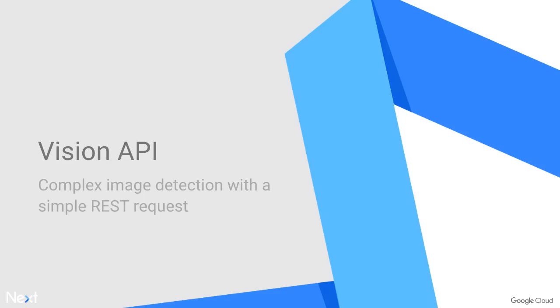So let's get started with vision. The vision API lets you do complex image detection with a simple REST request.